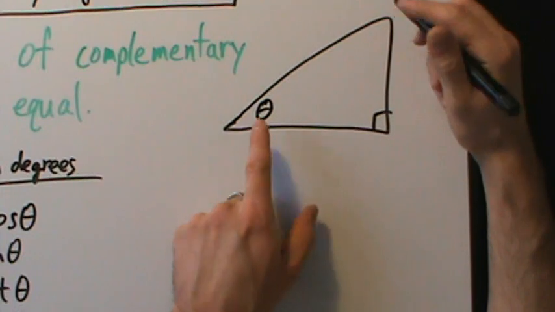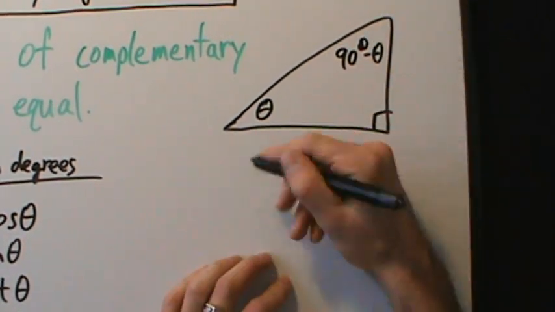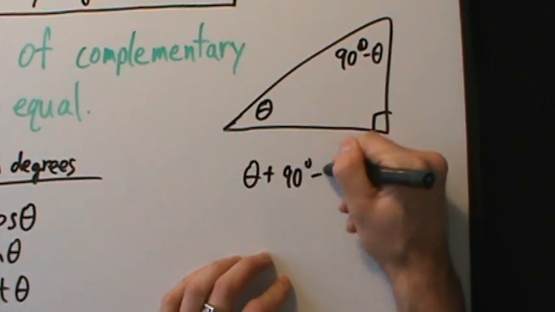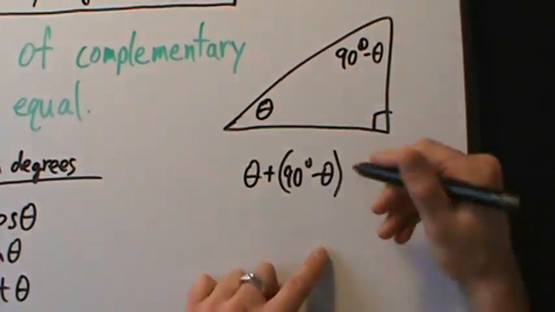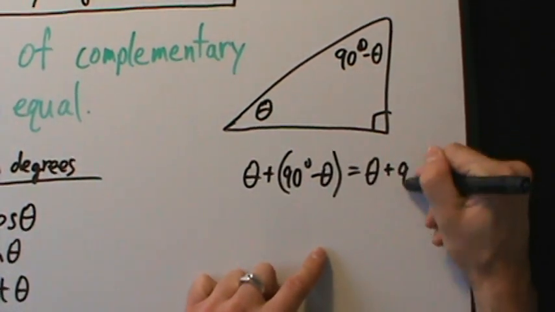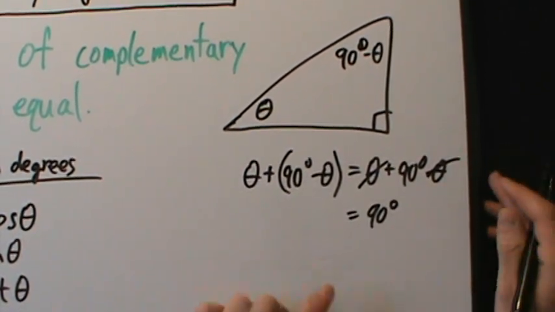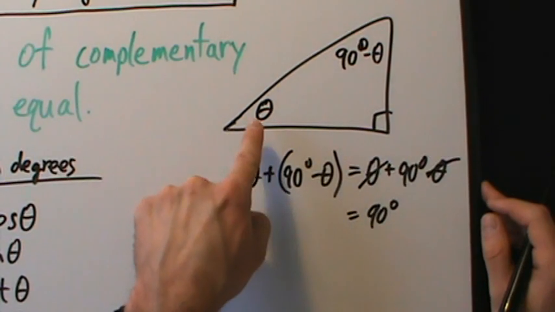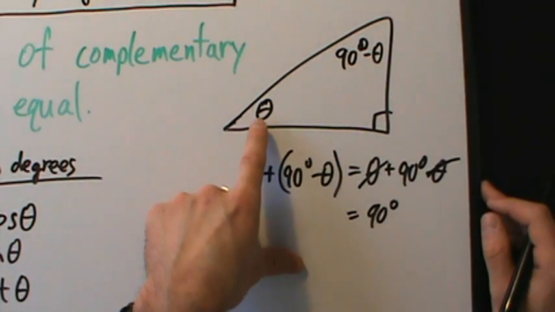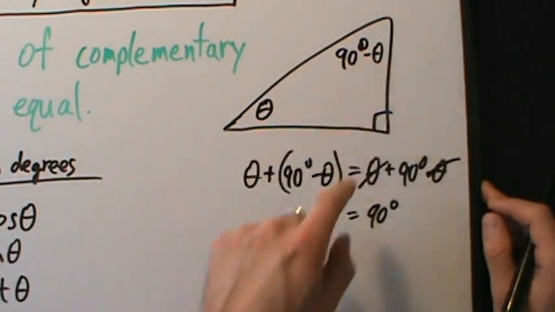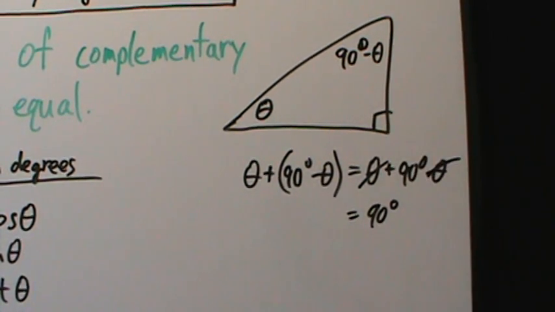So if this is theta, then we can just say this one is 90 degrees minus theta. Why is that? Because theta plus 90 degrees minus theta, if we drop the parentheses, the thetas cancel, and we just get 90 degrees. No matter what this angle is, this one and this one have to add up to 90 degrees, because this one's already 90 degrees.